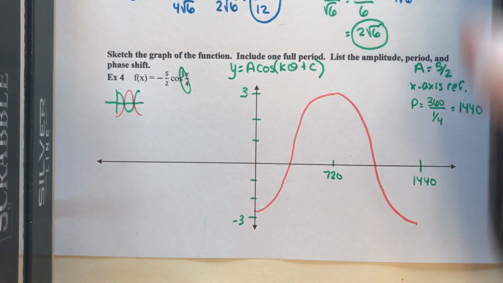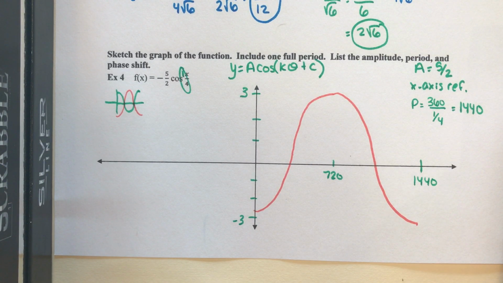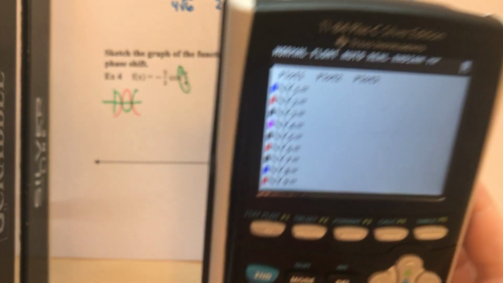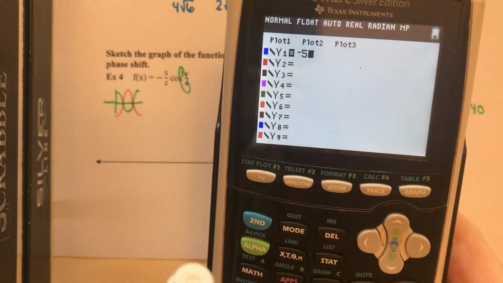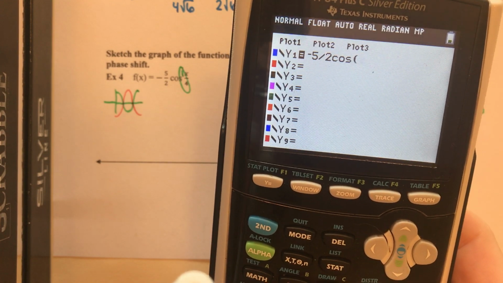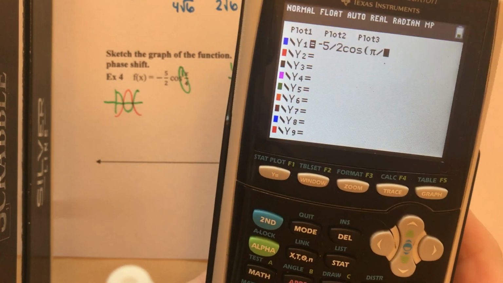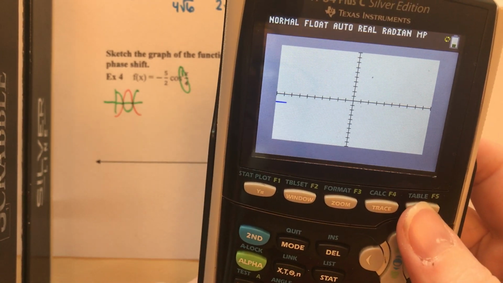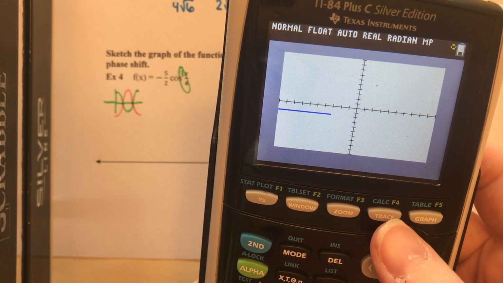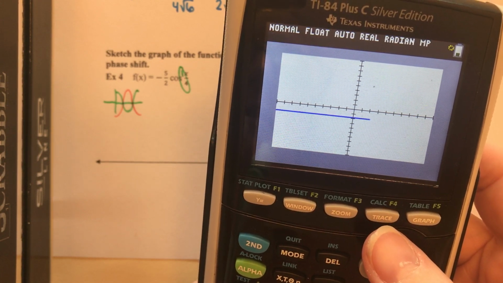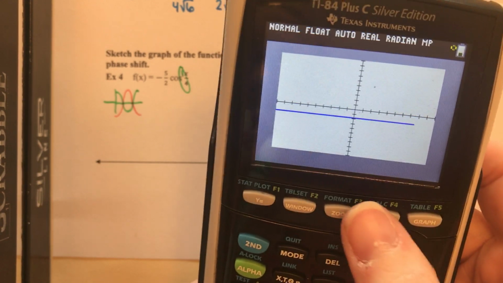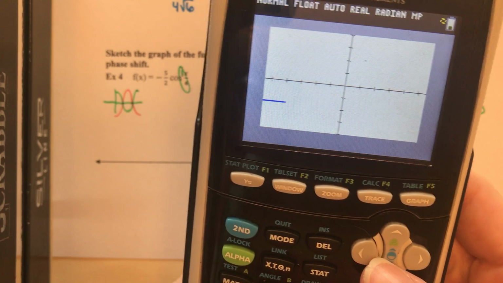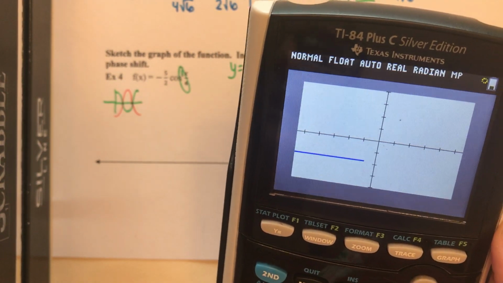And the next thing you should do is you should check it on your calculator. So if you go to your graph on your calculator and you type in -5/2 cosine of x over 4. Make sure you're in radians. Now, if you hit graph, you're not going to see it all that well. Oops, I did not do zoom trig, so I've got to do that in a minute here after it's done graphing. So I'm going to do zoom trig. Zoom 7 is zoom trig. It's still looking funny.